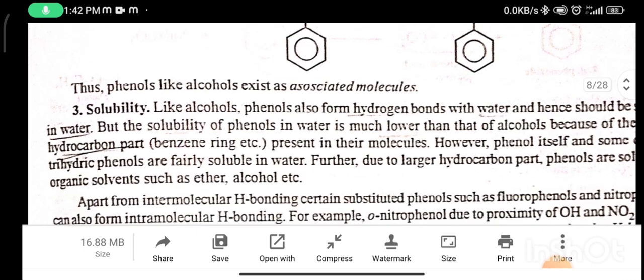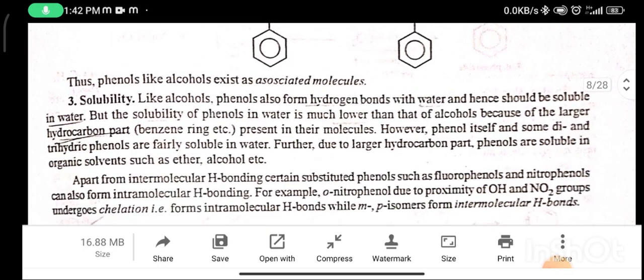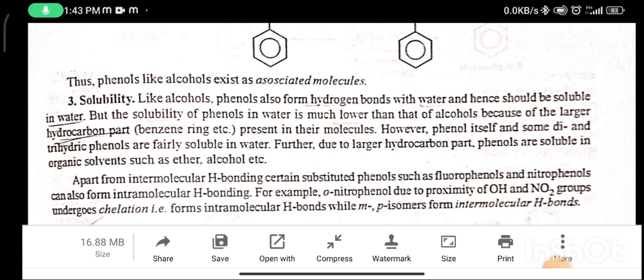Solubility. Like alcohols, phenols also form hydrogen bonds with water and hence should be soluble in water, but the solubility of phenols in water is much lower than that of alcohols because of the larger hydrocarbon part, the benzene ring, present in their molecules. However, phenol itself and some di and trihydric phenols are fairly soluble in water. Further, due to the large hydrocarbon part, phenols are soluble in organic solvents such as ether, alcohol, etc.